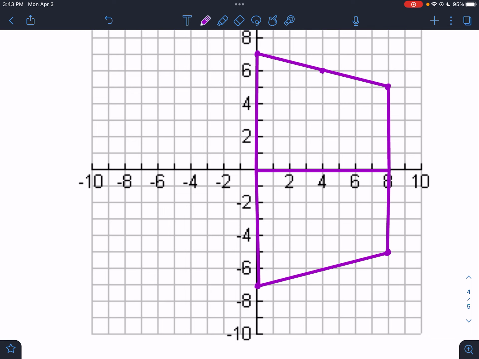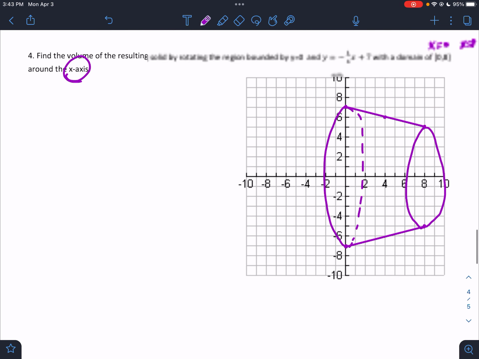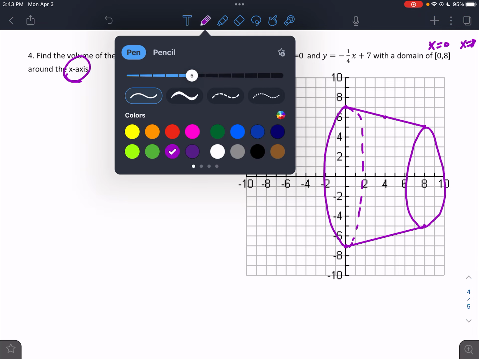And we're spinning this. Can you imagine spinning this in 3 dimensions? We're spinning it around the axis, and when we do that, we get a circular base on the left and the right side. I'm going to erase those lines. So that's what our shape would look like. That's a frustum. It's on its side, but that's a frustum.